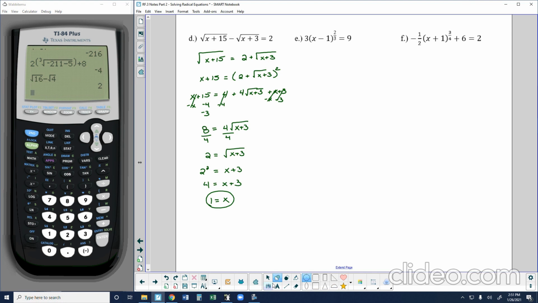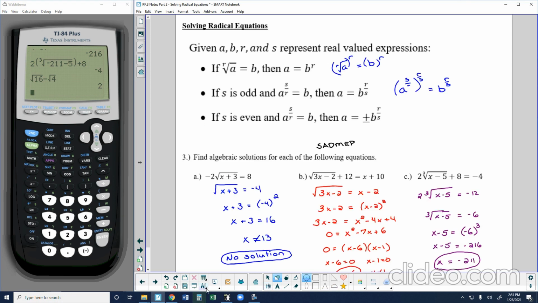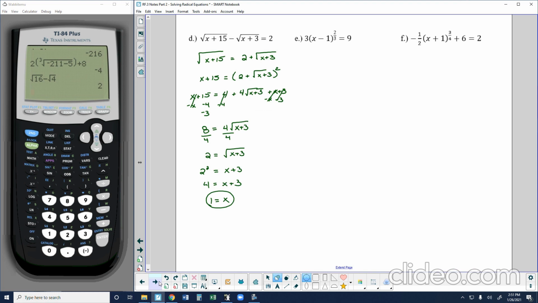Now let's take a look at an example where we've gone away from roots, and now we're writing with rational exponents. Any root can be written as a rational exponent, but when we work with rational exponents, we need to remember this property. If s is odd, when we get rid of our rational exponent, we only have to deal with one case. But if s is even, we have two cases where we have the plus or minus in front of our constant, or our real valued expression on the other side.